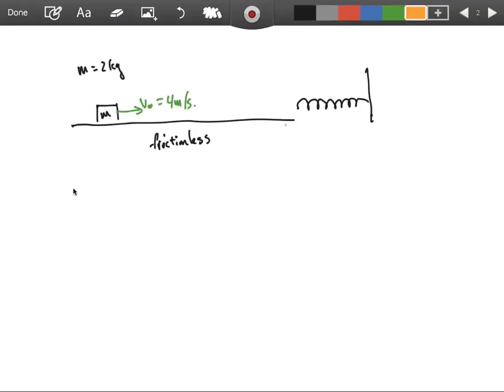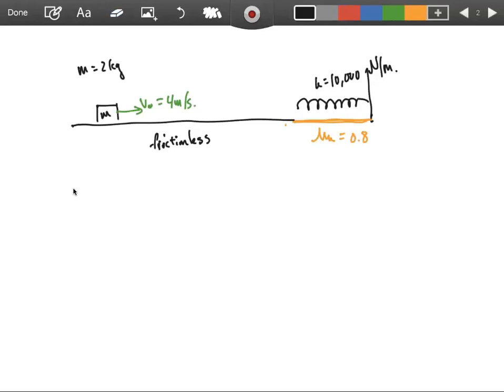And then underneath the spring, there's now a coefficient of kinetic friction. So that coefficient of kinetic friction is equal to 0.8. And the spring has a spring constant k, which is equal to 10,000 newtons per meter. So that's a pretty stiff spring. So what's going to happen? So this is my, again, initial picture.